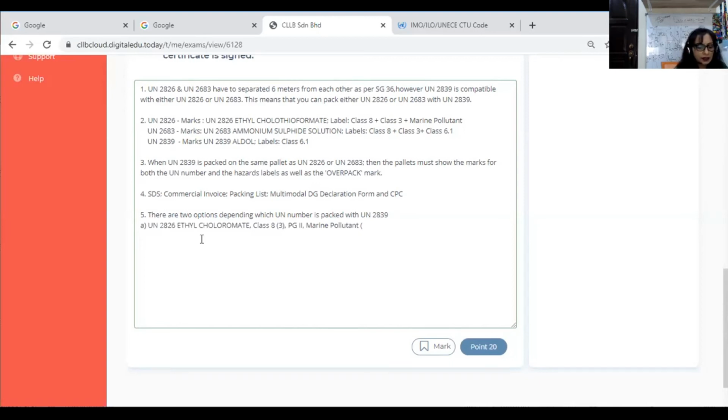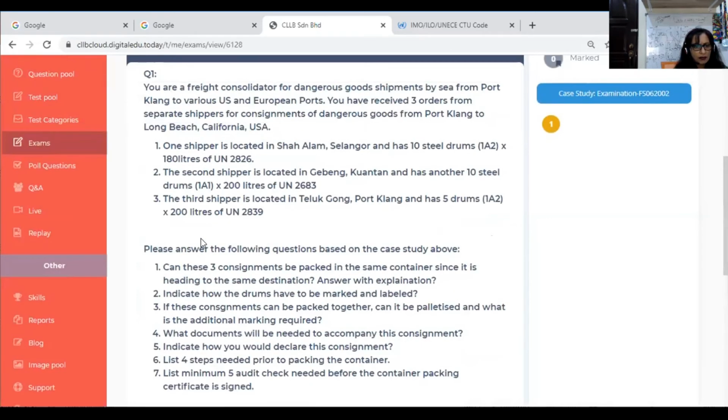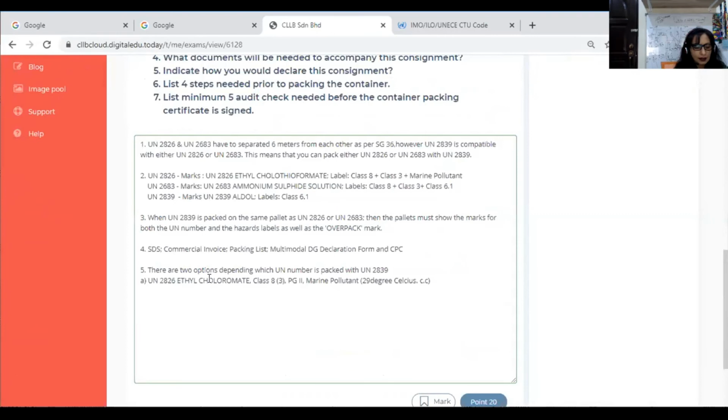29 degrees Celsius. So I don't have the degree Celsius, C, and then underneath here, I will indicate that I have how many? 10 steel drums by 180 liters. Steel.